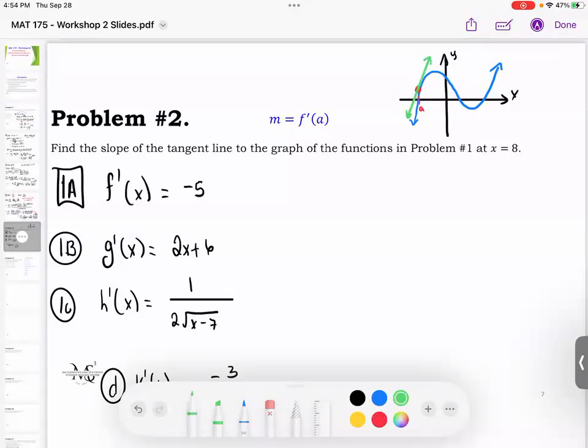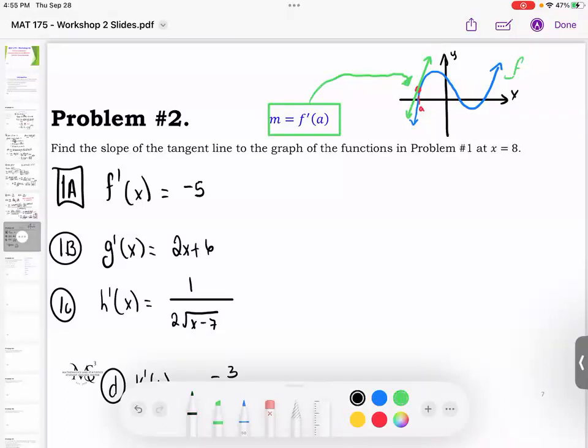Now, the good thing about this line that I wrote in green, the tangent line, is that it has a slope. That slope is equivalent to f prime of A. In other words, it's essentially equivalent to your derivative evaluated at some value of x. That value of x, I call it A, but your instructors in their class can call that C or whatever letter they choose.